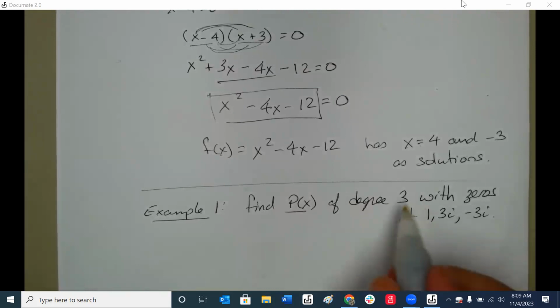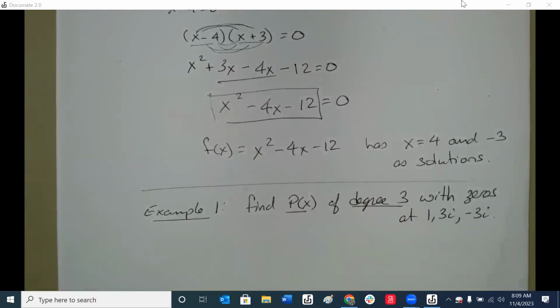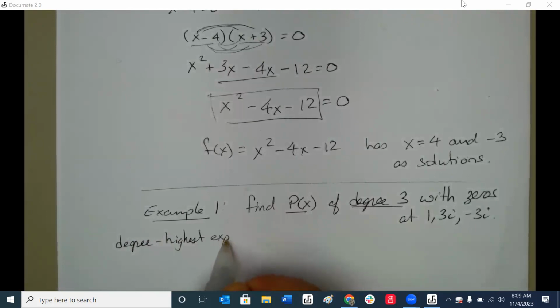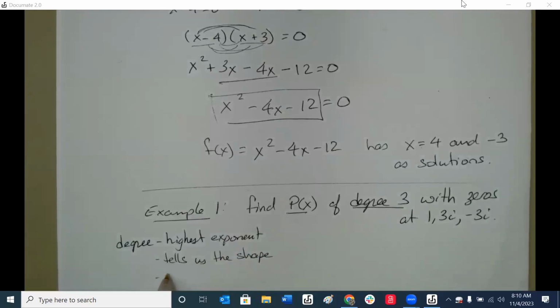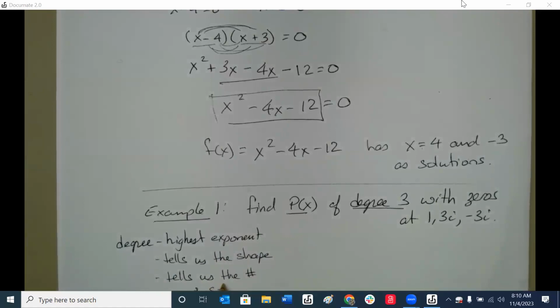We know it's going to be a polynomial. What does degree 3 tell us? What does it mean? Like x equals 3? Nope. What is a degree in a polynomial? Again, that's what we covered last week and the week before. The degree is the highest exponent in an equation. It tells us the shape of the curve, and it tells us the number of solutions, or the number of x-intercepts.